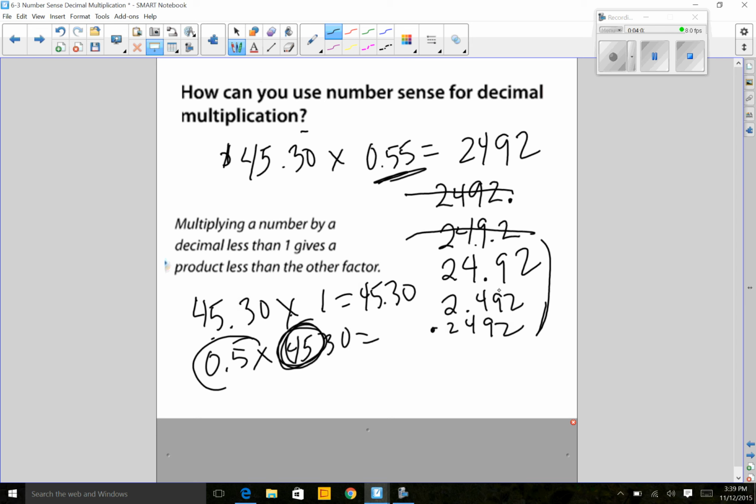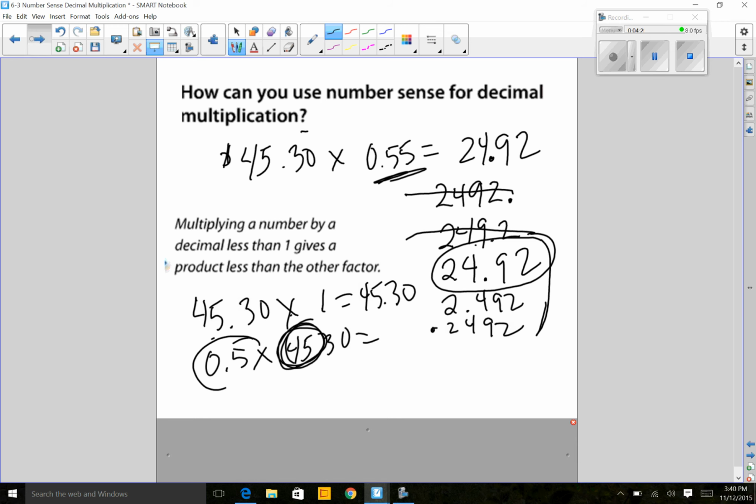2 and 492 thousandths is way far off of it. 2,492 ten thousandths is way off of it. The closest I have here is 24.92, so I could put my decimal place right there. That is the most reasonable answer that I have, because half a group of 45 is very close to 24.